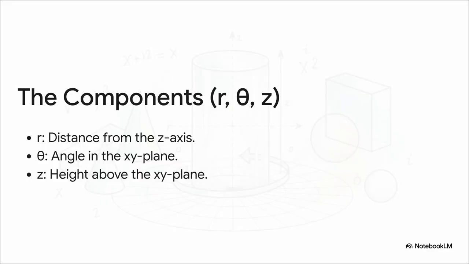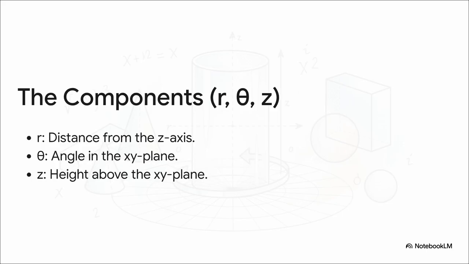First up is r. That's your radial distance out from the z-axis. Then you have theta, which is just that angle you rotate around in the flat xy plane, exactly like in polar coordinates. And z? Well, that's the easy part. It's the exact same z we've always used for height.